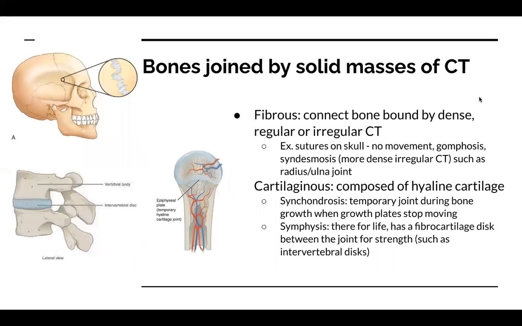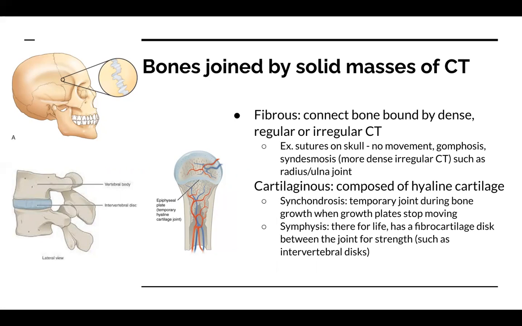So bones that are joined by solid masses of connective tissue. Now we're going to get into the types of joints. There are fibrous joints, and they connect bone that's bound by dense irregular connective tissue. An example is the sutures on your skull. As you can see here, it's really dense tissue, so it cannot move. Another example is gomphosis, the teeth joint, and syndesmosis, which is more of a dense irregular connective tissue, found in your radius and ulna joint.